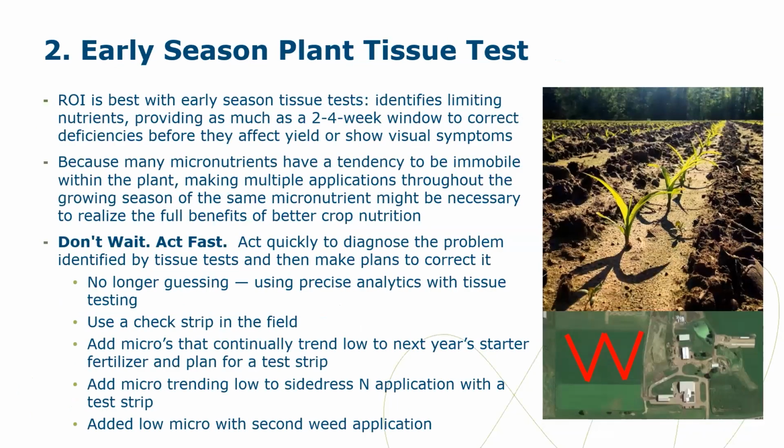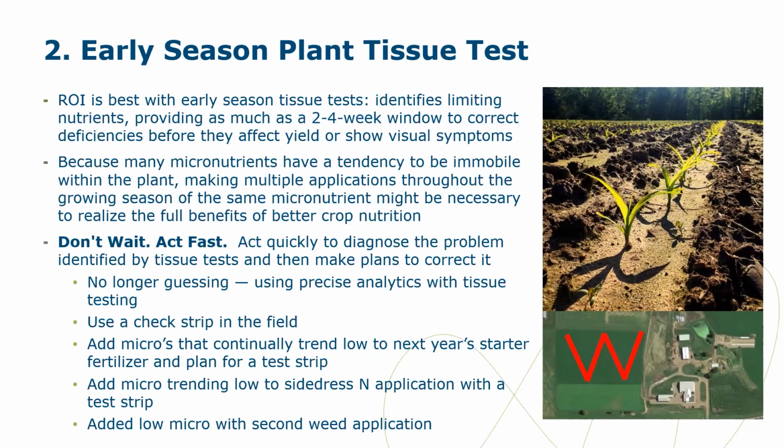Which leads us to the second plant tissue program, the early season plant tissue testing program. This program captures some of the best return on investment. Why? Because detecting hidden hunger or identifying nutrients early, you have a 2 to 4 week window to be able to correct that deficiency before it affects yield.